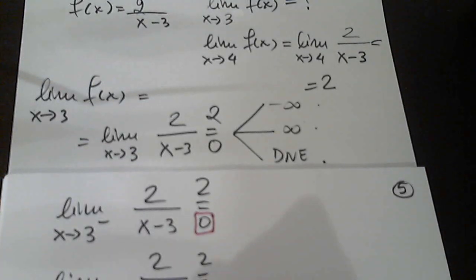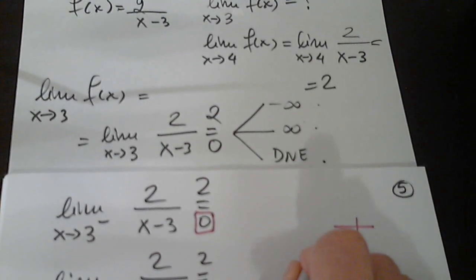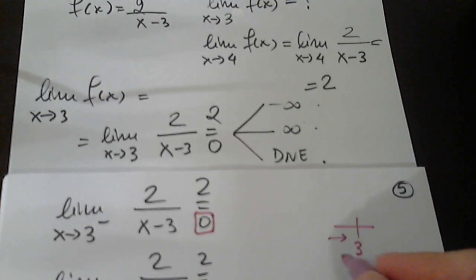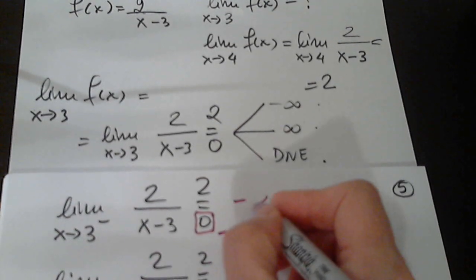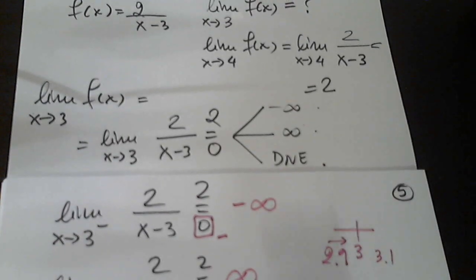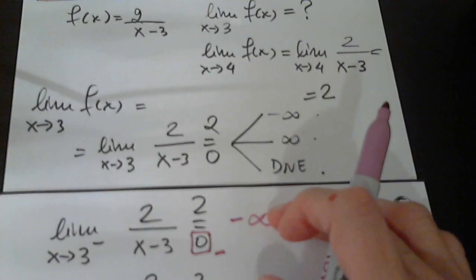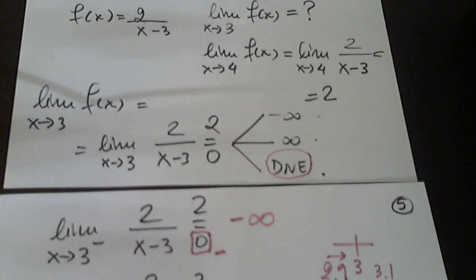So, the same thing here. 3 from the left is numbers smaller than 3, like 2.9. Well, 2.9 minus 3 is negative, so I know the answer is negative infinity here. Numbers from the right of 3, like 3.1: 3.1 minus 3 is positive, so this is positive infinity. And now I finally know the answer. Since these are not the same, the answer here is only this, the only possibility.